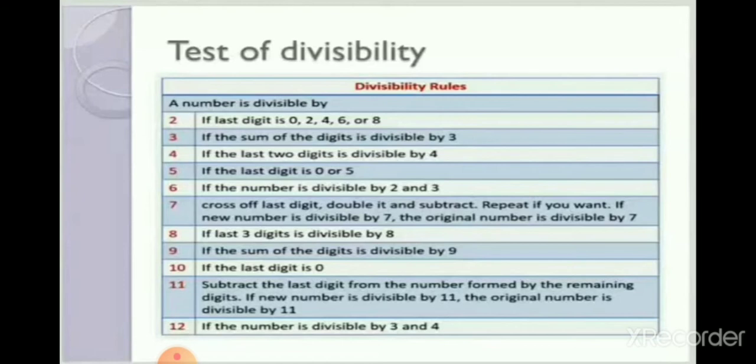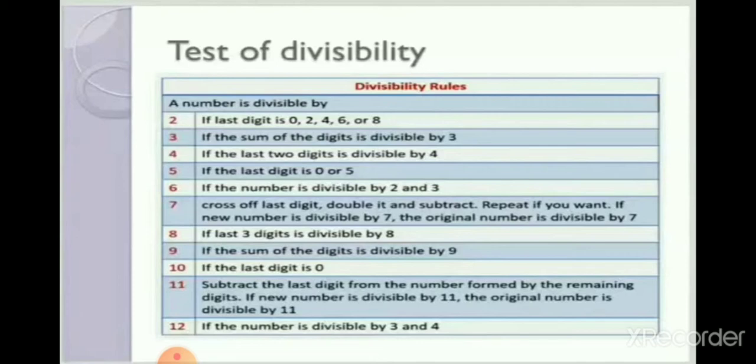Now let us see test of divisibility. Here are the divisibility rules up to table 12, or you can say up to the number 12. A number is divisible by 2 if the last digit is 0, 2, 4, 6 or 8. A number is divisible by 3 if the sum of the digits is divisible by 3. A number is divisible by 4 if the last two digits are divisible by 4. A number is divisible by 5 if the last digit is 0 or 5. A number is divisible by 6 if the number is divisible by 2 and 3.